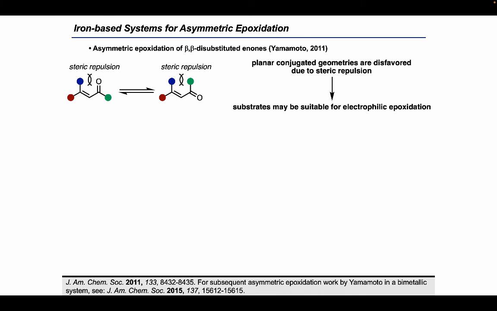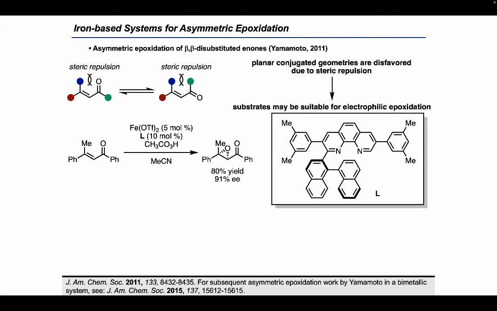For example, in 2011, the Yamamoto group reported an asymmetric epoxidation of beta-beta disubstituted enones. This is an interesting substrate class because, when you think about it, no matter how we orient the carbonyl moiety, there's the possibility to have steric repulsion when the molecule is drawn in a planar fashion. Therefore, planar conjugated geometries are disfavored for these substrates, meaning they could be more suitable for electrophilic epoxidation than nucleophilic epoxidation.